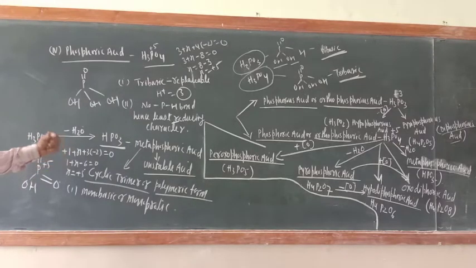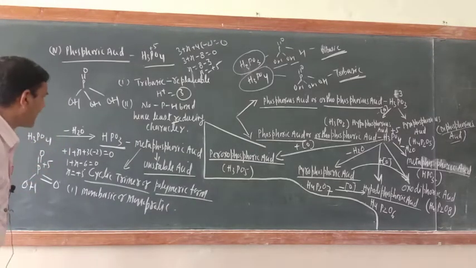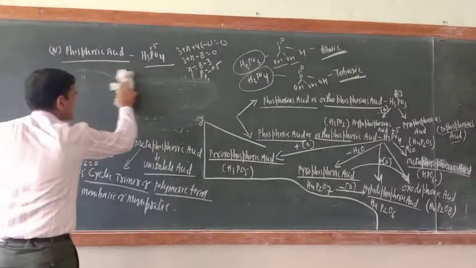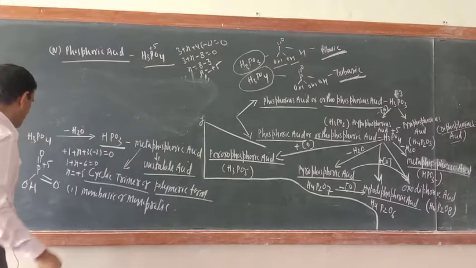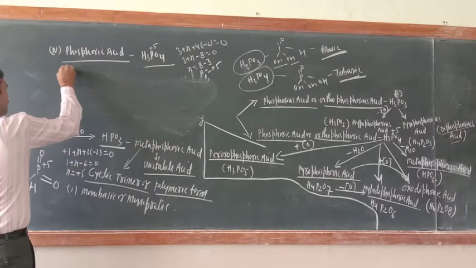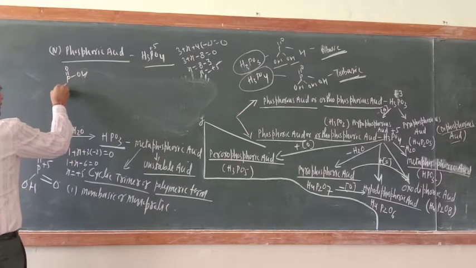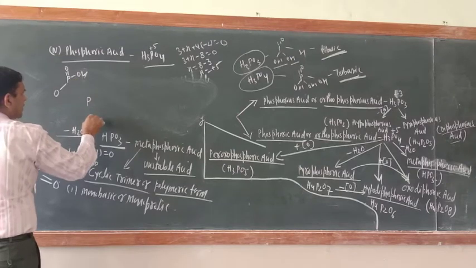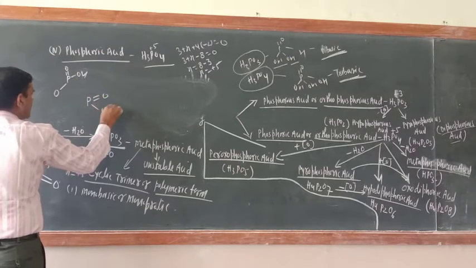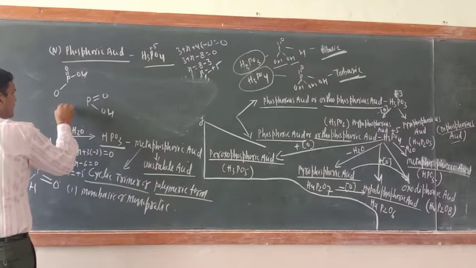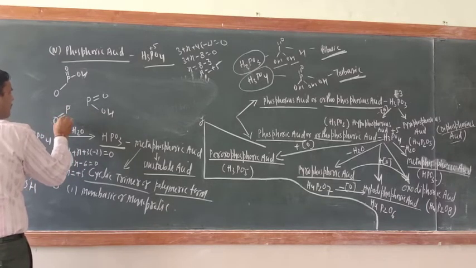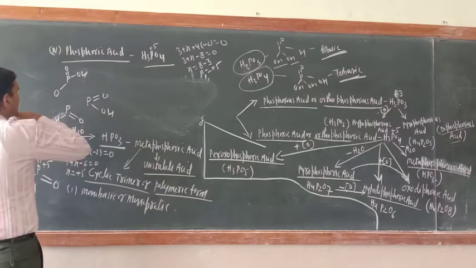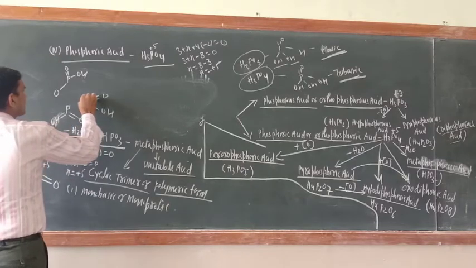Now just see, trimer. We have to form their cyclic trimer, so we have to take its three molecules in this form only. Just see, very simple thing. First you write P double bond O and OH, and now here one O. Okay, this is one molecule. Take another molecule: P double bond O, OH. Take another molecule here: P double bond O, OH. Now what is there? Now this O.